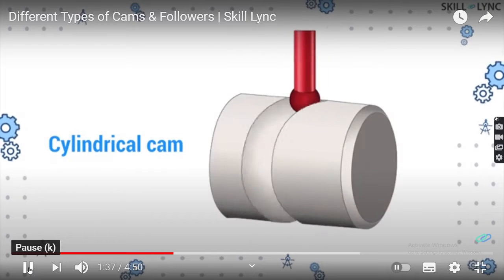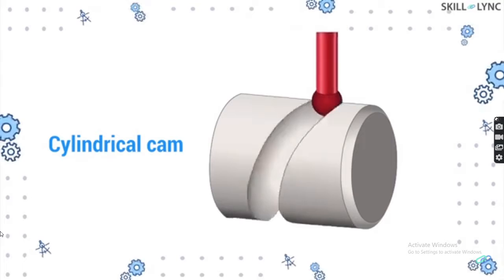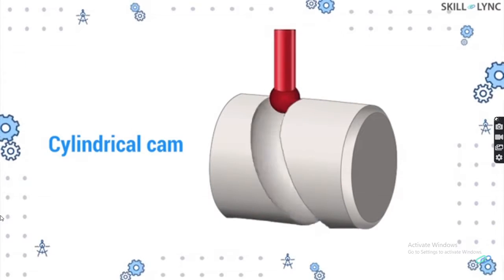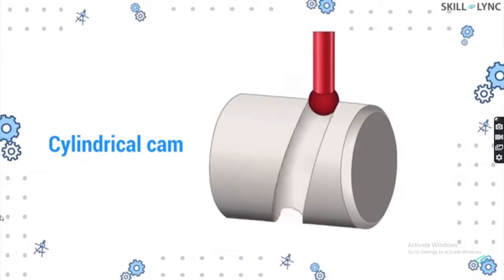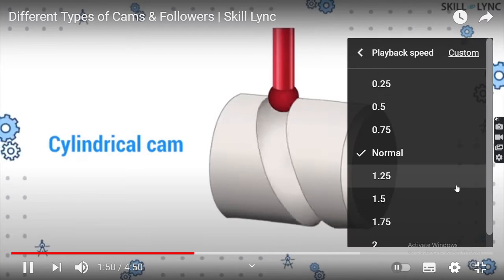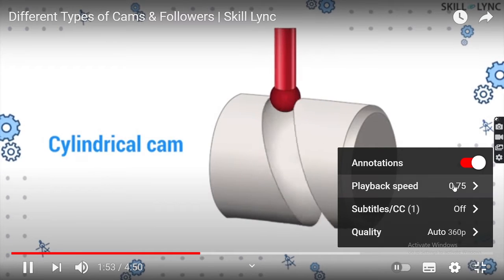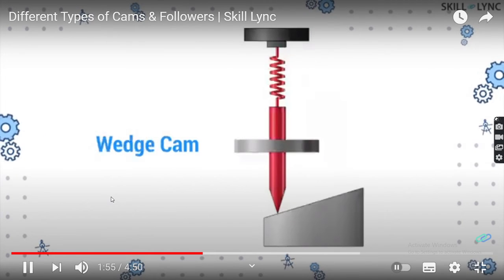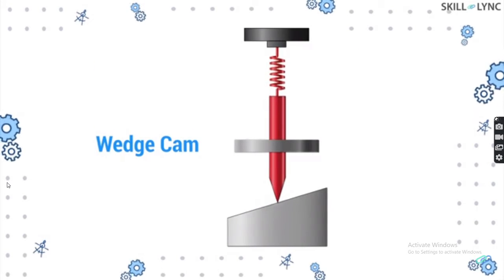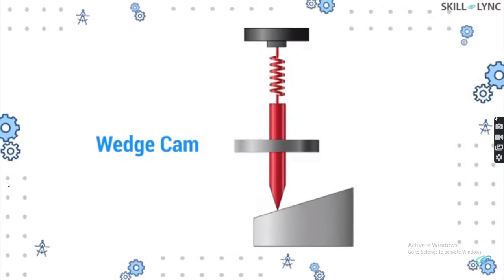The next type is the cylindrical cam, which is also known as a barrel or drum cam. This cam has a cylindrical shape and there is a groove cut on its surface. The follower follows the path of the groove. In this type, the axis of the cam is parallel to the direction of motion of the follower. The third type is the wedge cam. This type of cam is in the shape of a wedge, and here the cam has a sliding motion.